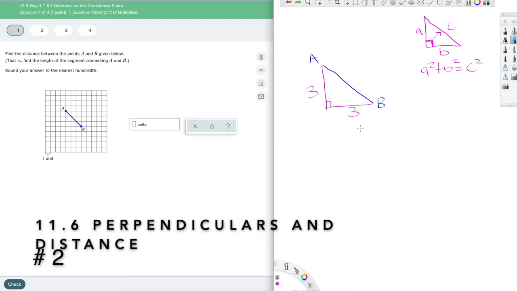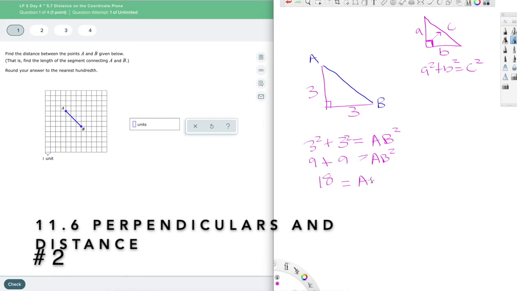So we'll have 3 squared plus 3 squared, a squared plus b squared equals c squared, which I'm just going to be lazy and call AB, just so that I don't have to rename it. So I have 9 plus 9, because 3 squared is 9, and 3 squared is 9, equals AB squared. So 9 plus 9 is 18, not 81. I'm not multiplying, I'm just adding.